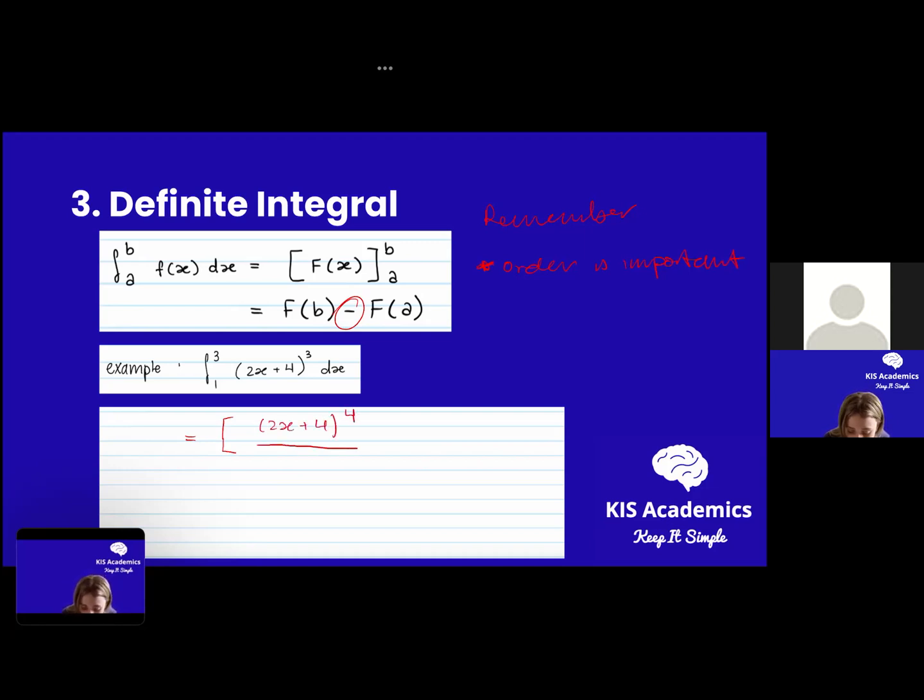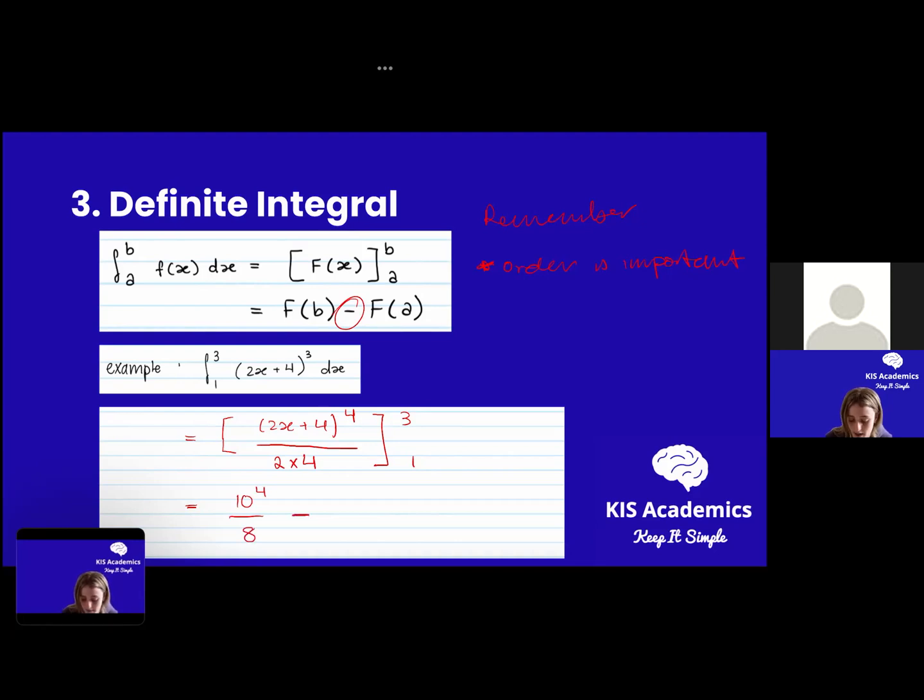And then we're going to divide by the 4, but also don't forget that you have to multiply that by your coefficient. So times by 2 there, and then we're going to have 3 and 1. So now what we've got to do is sub in our 3 and our 1. So we're going to have 2 times 3, which is 6, plus 4 is 10.